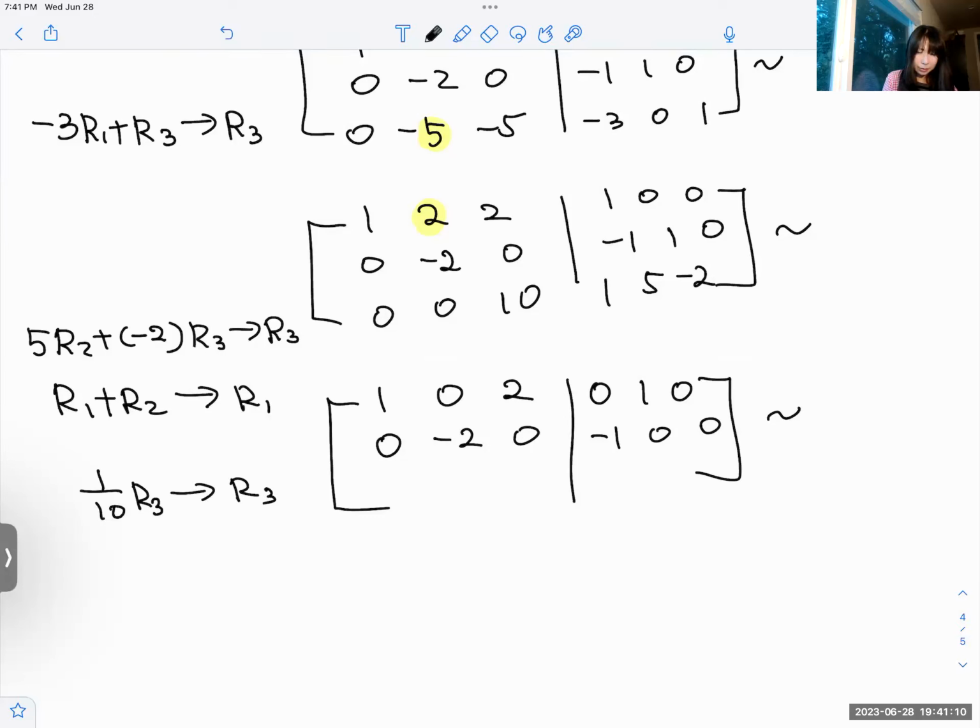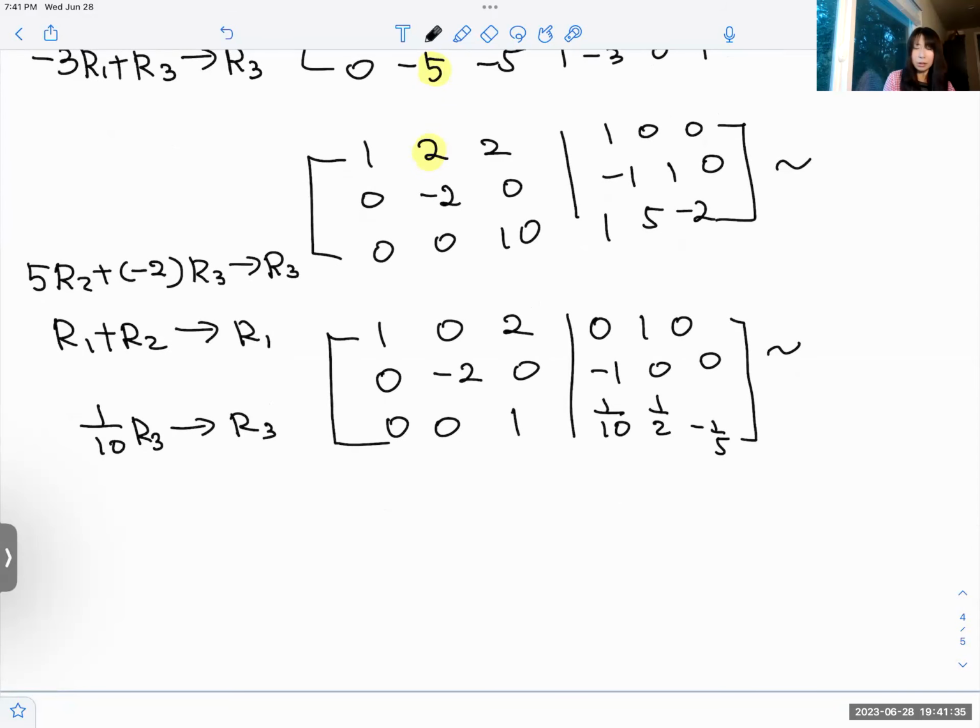So 1/5 R3 to make R3. So we have 0, 0, 1. Oops, here is a fraction. I didn't think about that. So 1/2 and -1/5. Yeah. Okay, now we want to make a 0 here. So there will be -R3.